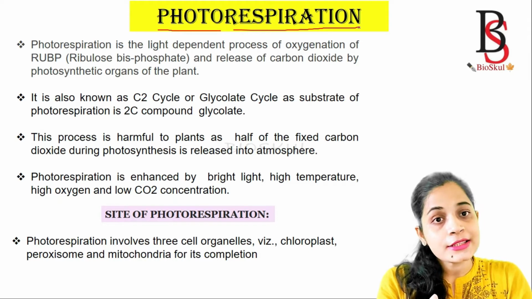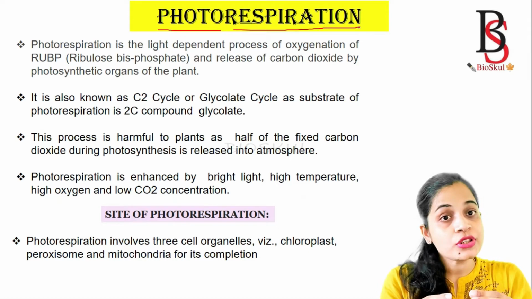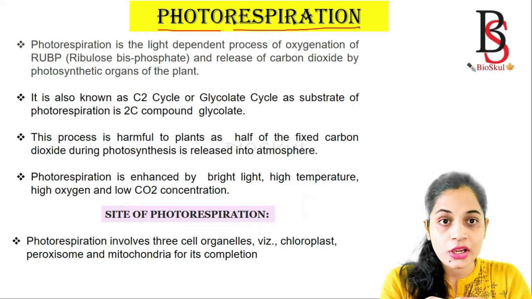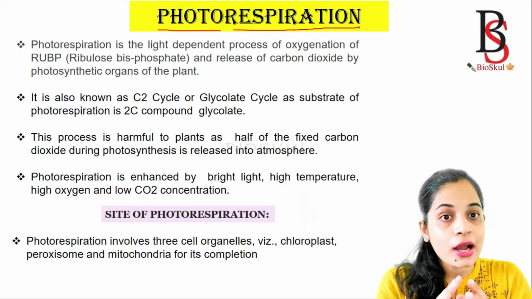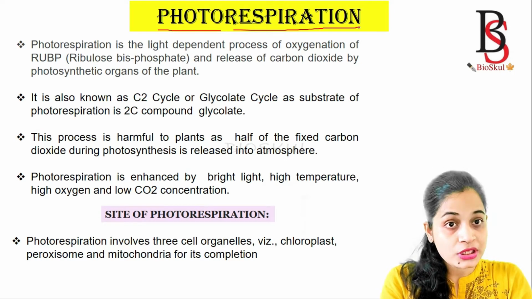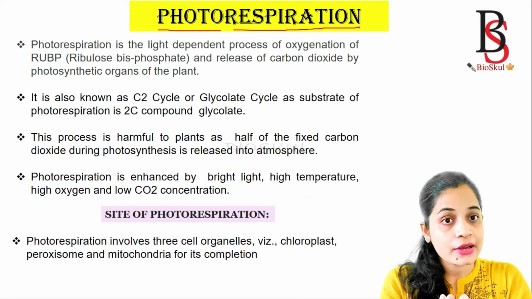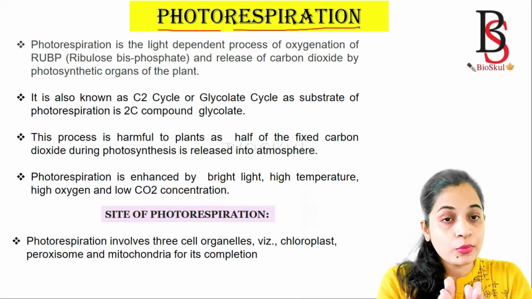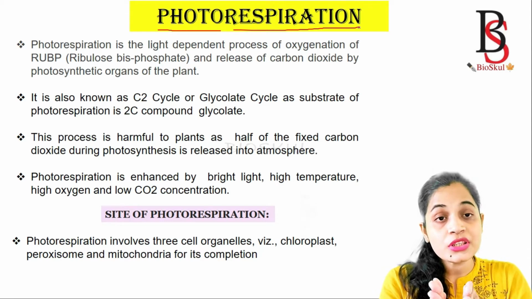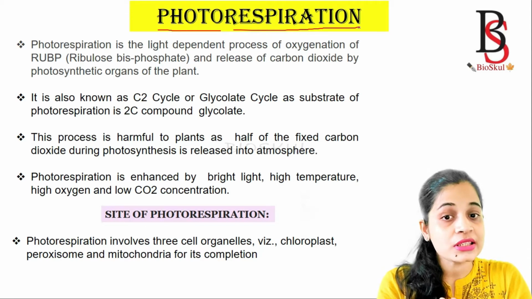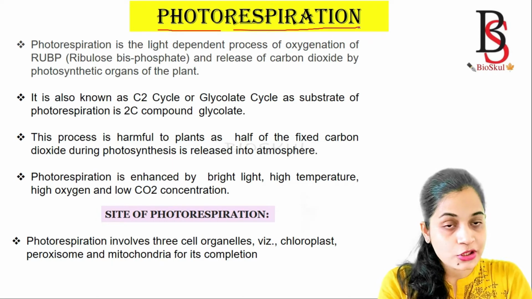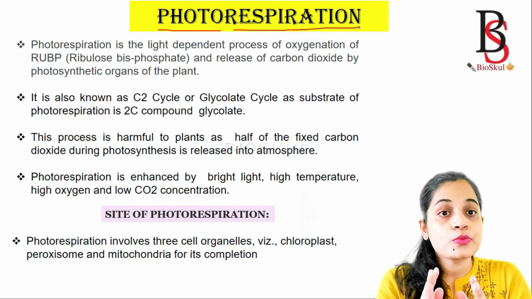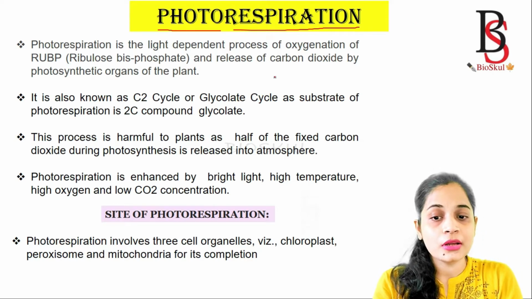In plants, there is a process known as photosynthesis. In photosynthesis, the plant utilizes carbon dioxide in the presence of sunlight and produces carbohydrate molecules. But in photorespiration, what happens? The carbon dioxide is released. The carbon dioxide which was fixed by photosynthesis is released in the photorespiration process. Also, it consumes ATP. That's why the photorespiration process is harmful for the plant.